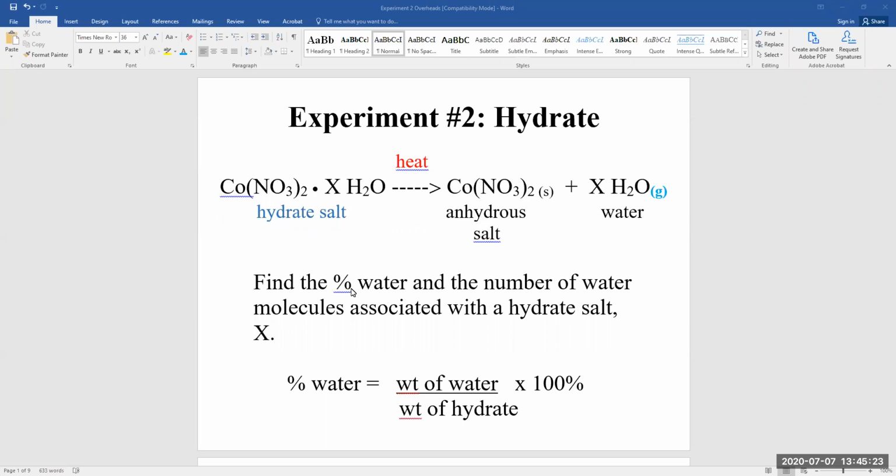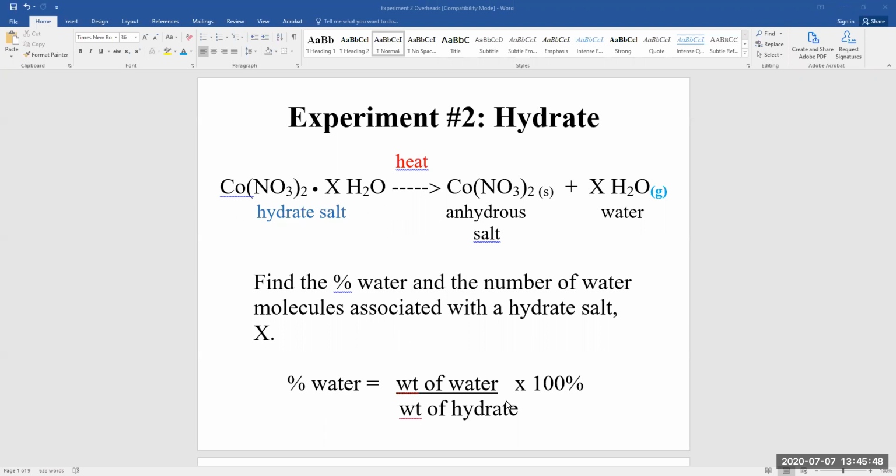So the goal of the experiment is to find the percent water, just so we practice percent water, and that's a mass-based percent. And then we want to find the number of molecules of water associated with the hydrate salt. So we're trying to find X. I remind you that the percent water in the hydrate would be the mass of the water divided over the mass of the whole, so the mass of the whole hydrate.